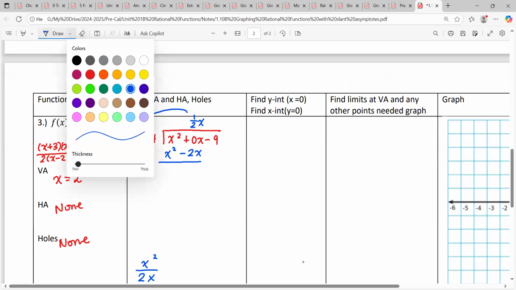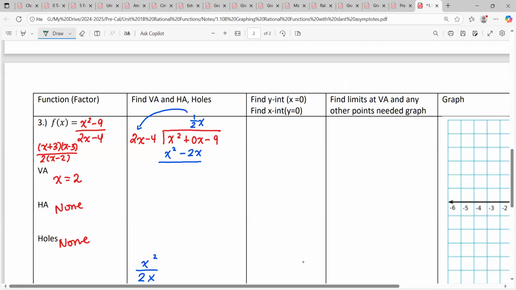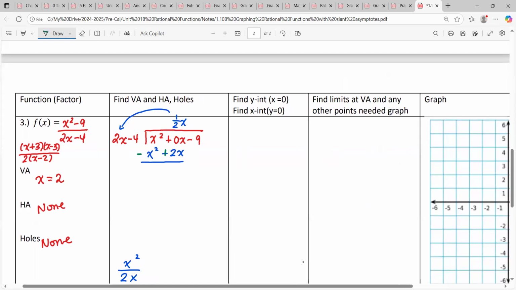Don't forget to subtract both terms there. Remember what I said? When you divide, this first one should always zero out. That should always be 0. If it doesn't equal 0, you messed up what you put up here. You didn't divide correctly. And 0 plus 2 is what? 2x. Bring down the 9.